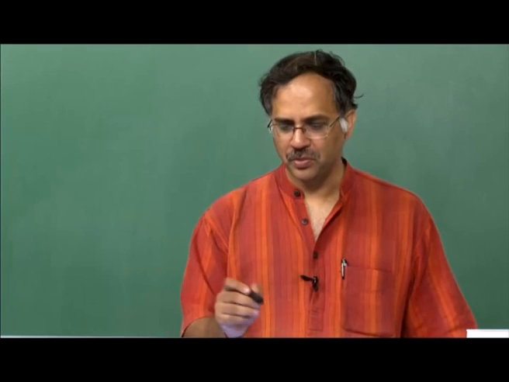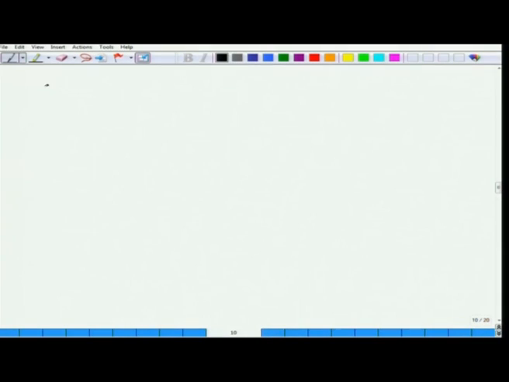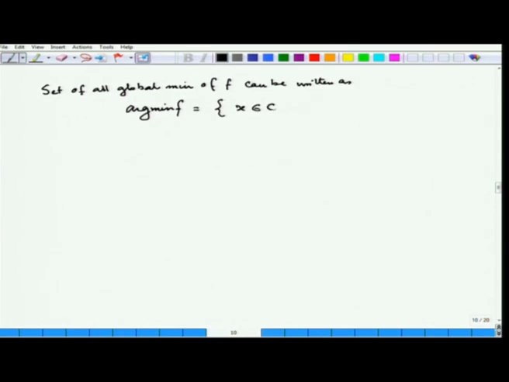If I have a convex optimization problem, the set of all global minima of f is usually written as arg min f: the argument at which f attains the minimum, that is, the set of all x in C such that f of x is equal to min of f. This is what is called arg min f. Sometimes people denote it by a separate symbol. So, this is the set of all global minima. Of course, when f is convex, this is a convex set.